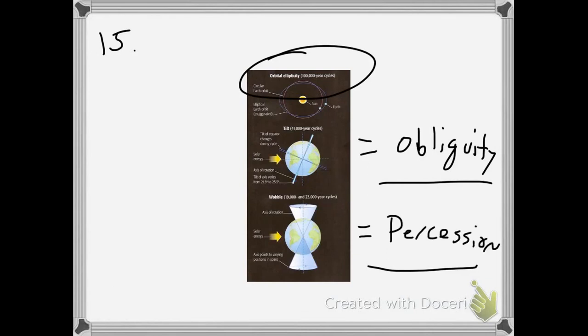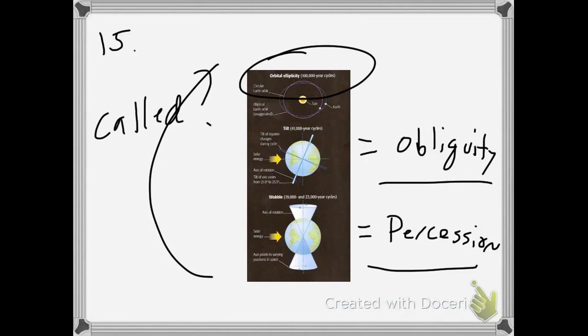And obliquity, precession, and eccentricity are all parts of what big cycle? And even though I didn't spell it, it's called the Milankovitch cycle. Okay, so this now concludes our Chapter 11 study guide session.